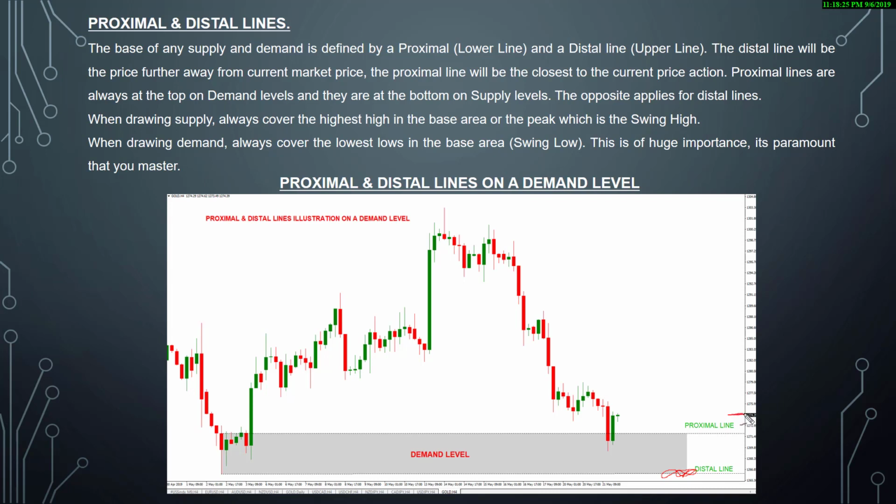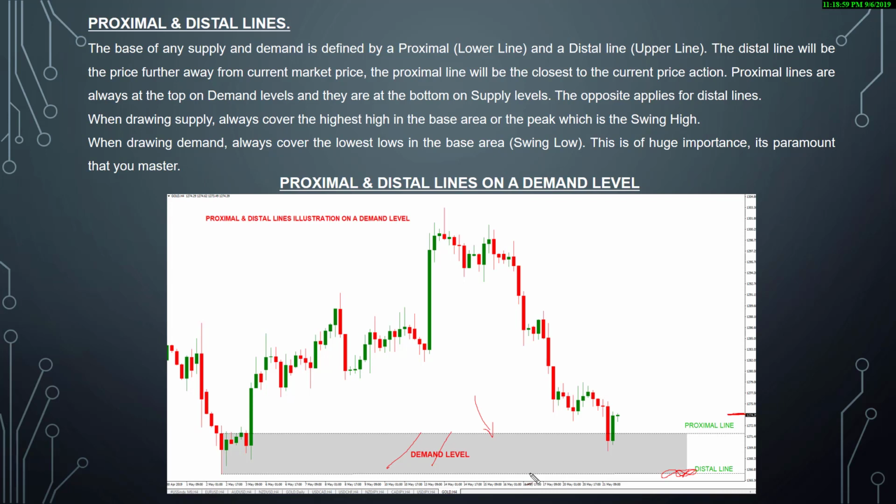There's my price. That's my current price of gold. This is a gold chart, guys. Now, the proximal lines are always at the top on demand levels. This is a demand level. So the line on top, this is your proximal line. The opposite applies for supply levels. So if it's a supply level, they are the ones at the bottom.